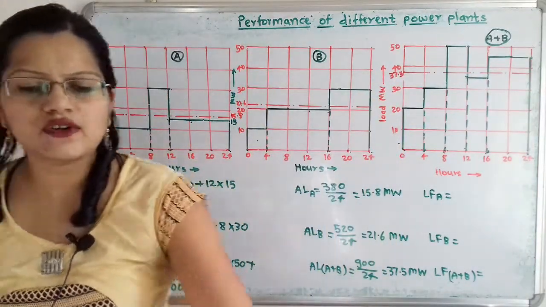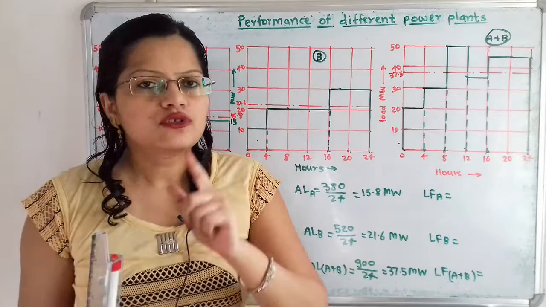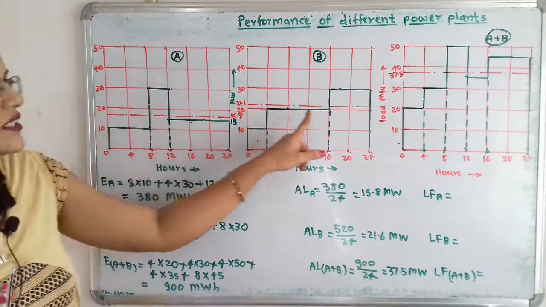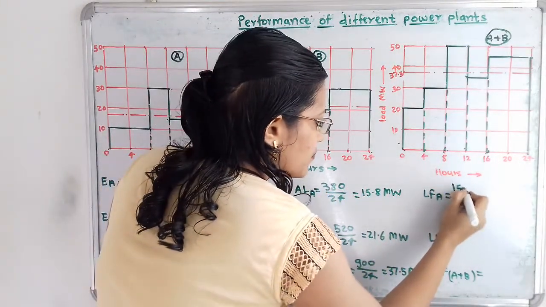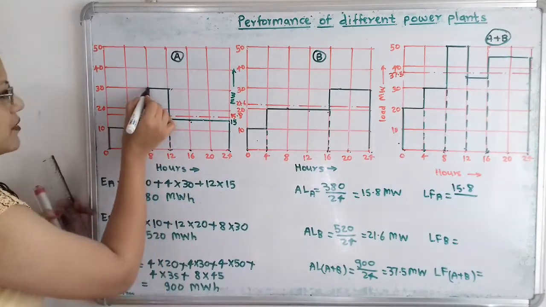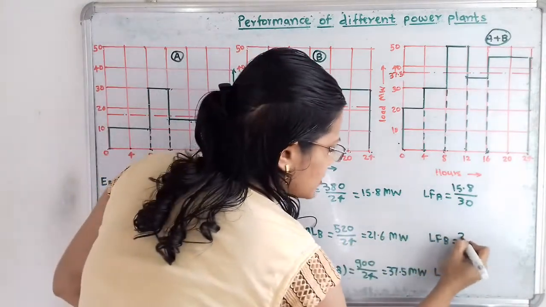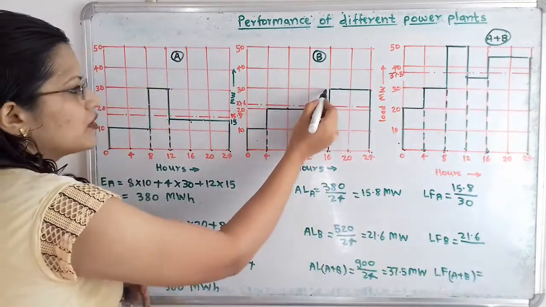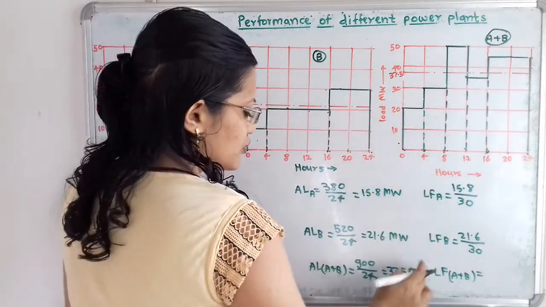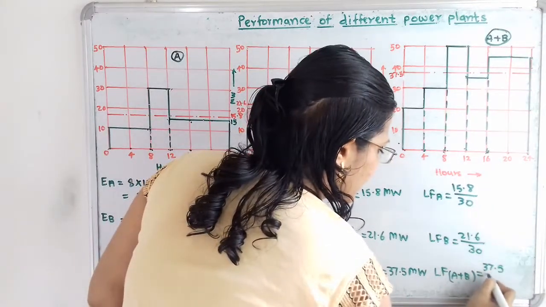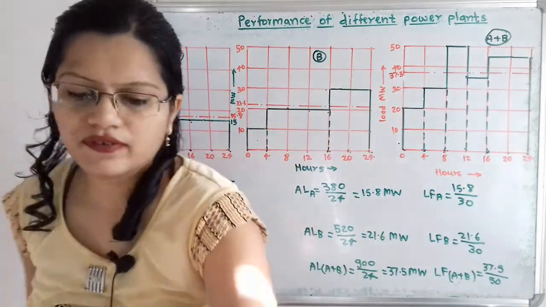Now we will calculate the load factor. So load factor means what? That is average load by peak load. So this peak load we will observe from these diagrams and we will select. So load factor, average load is 15.8 divided by peak load. So here peak load is 30. Then for B, average load 21.6 and peak load here is 30. And then for A plus B, average load is 37.5 and peak load is 50. Now we will calculate with the help of a calculator.